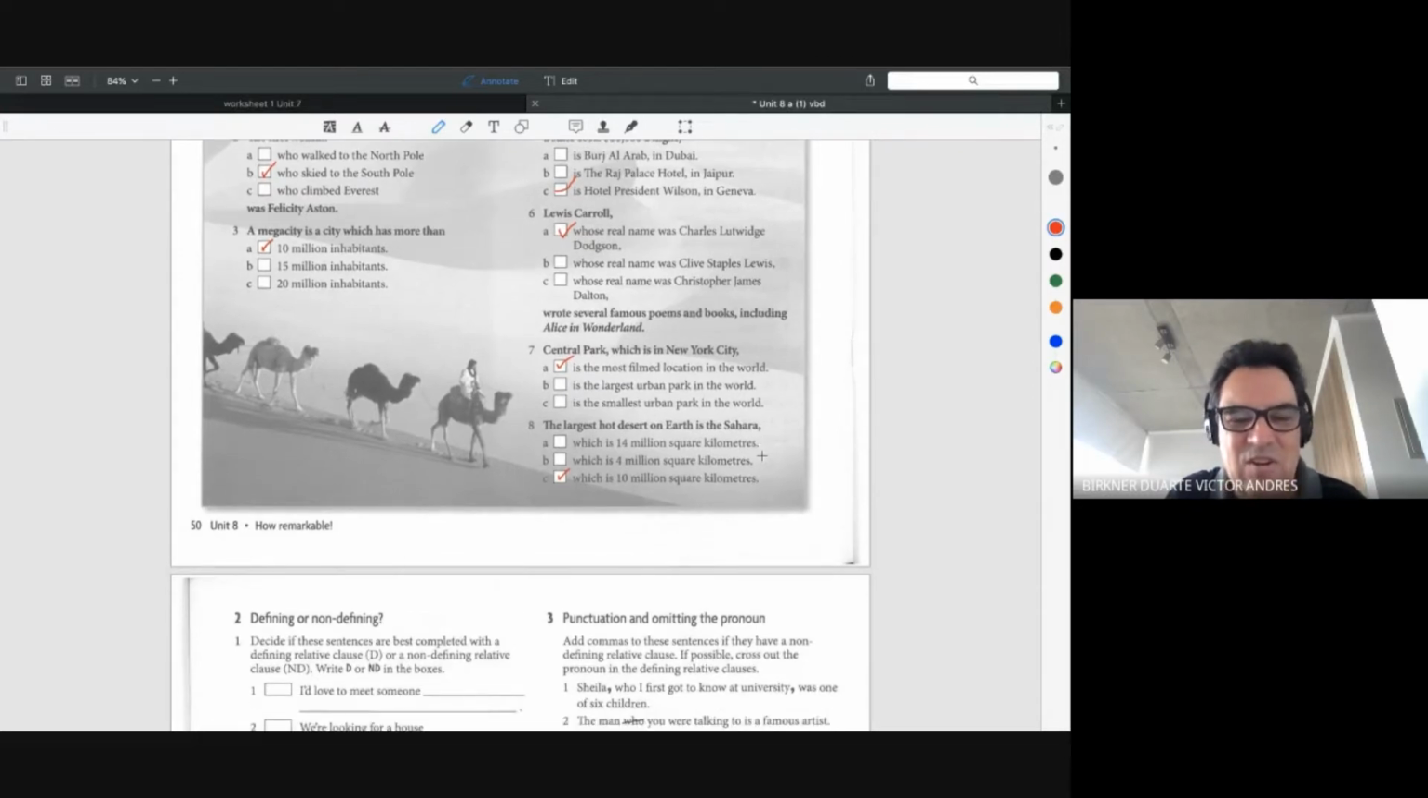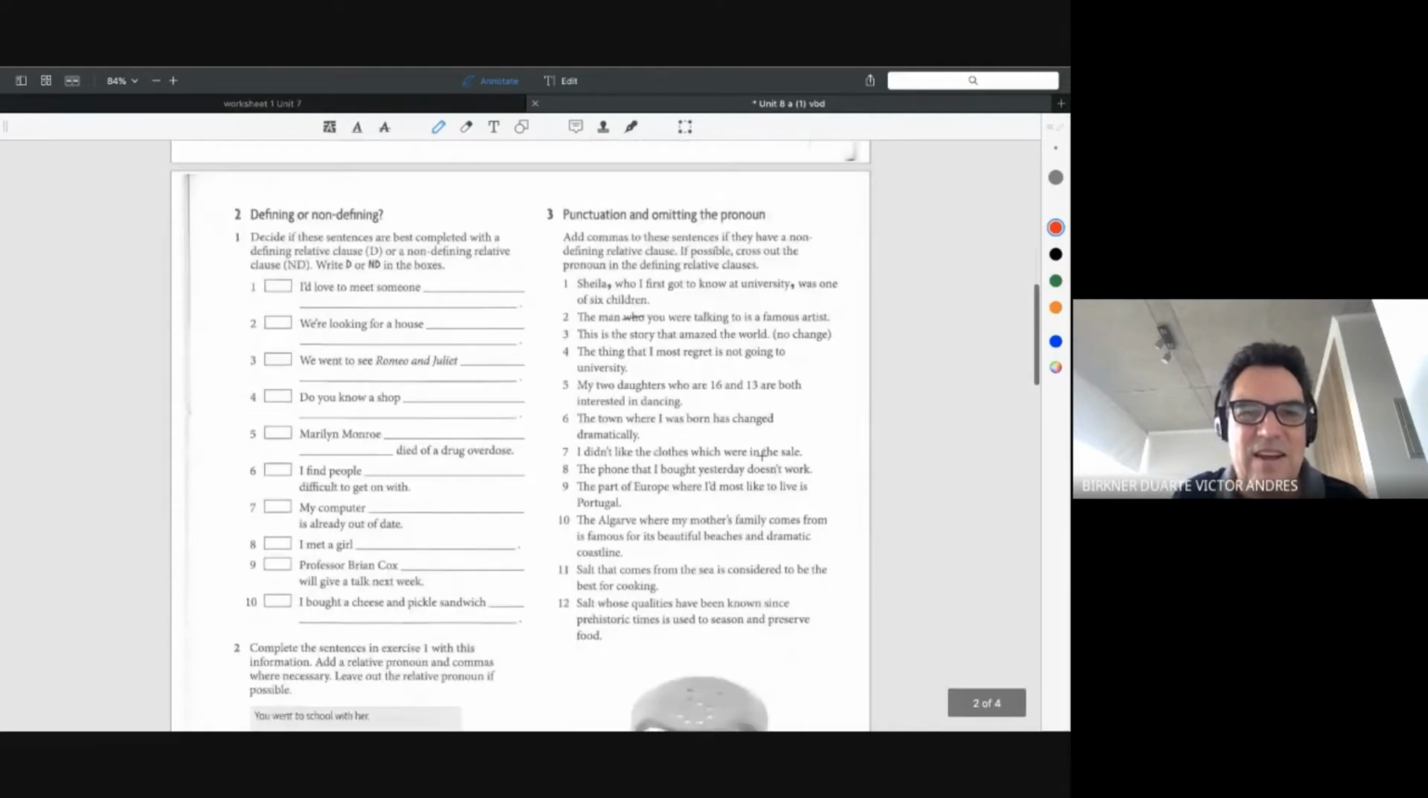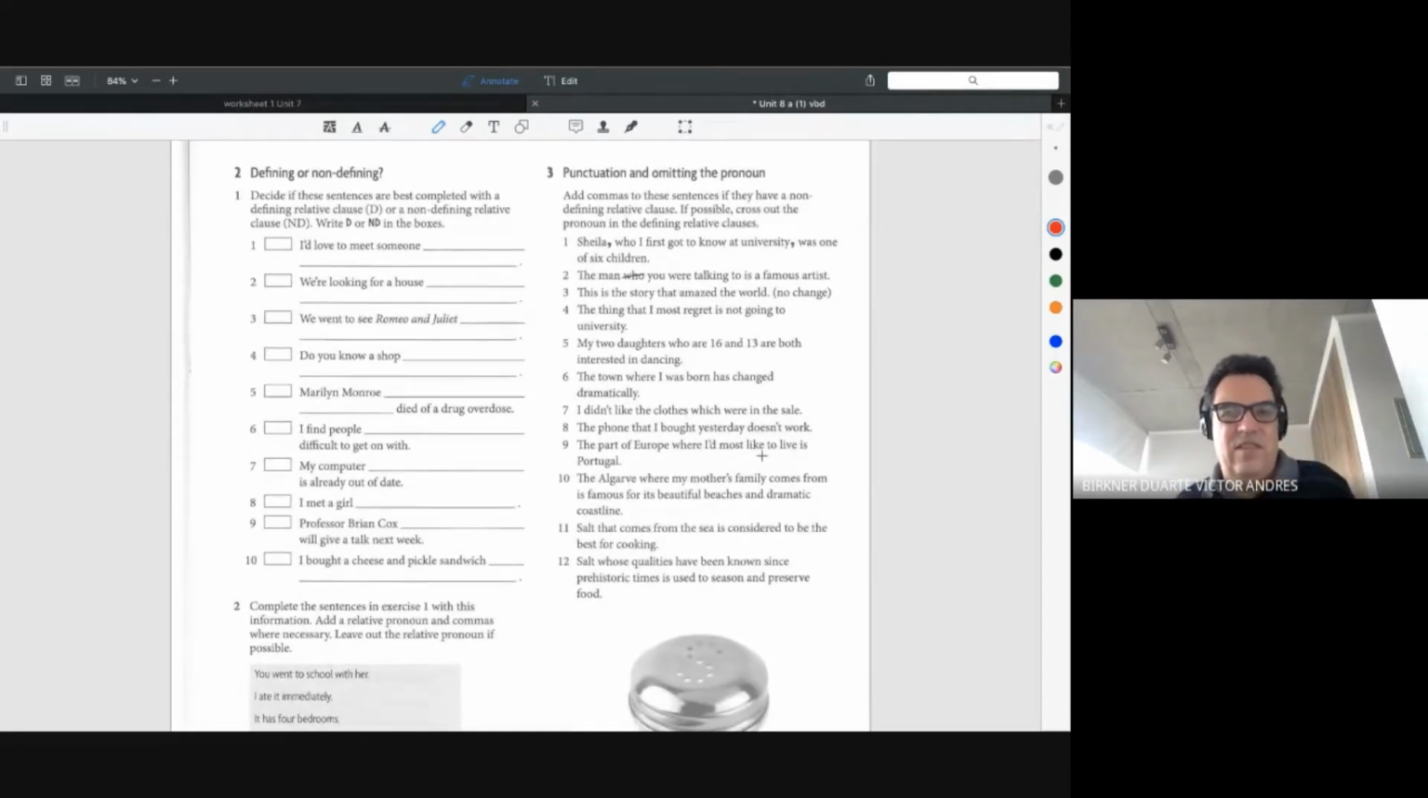All right. Now we're going to move on to the defining and non-defining clauses. I think this is much more interesting than the previous activity. You can do it on your own at home, and then you can help me with this exercise. Decide if these sentences are best completed with a defining relative clause, which cannot be omitted, or a non-defining relative clause, which can be omitted, of course, and write D or ND in the boxes. All right. Let's try to do it together.